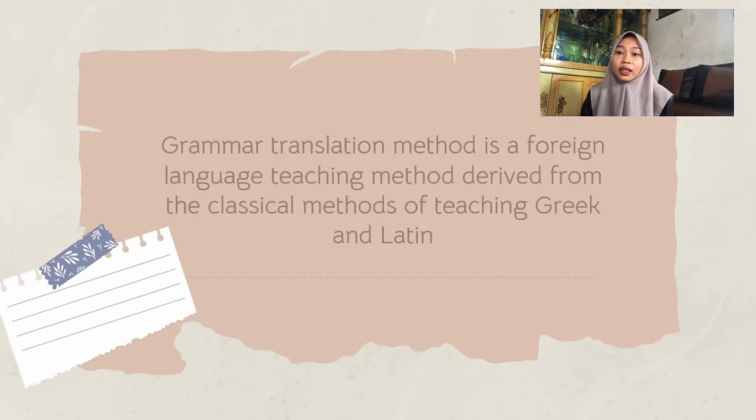The grammar translation method is a method of teaching foreign language derived from the classical method of teaching Greek and Latin. In the grammar translation method, students learn grammatical rules and then apply those rules by translating sentences between the target language and the native language. The advanced student may be required to translate whole texts word by word.